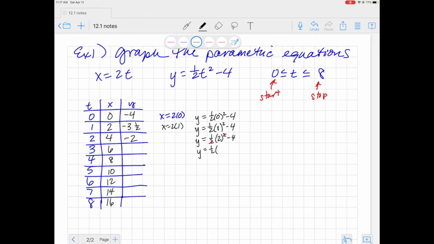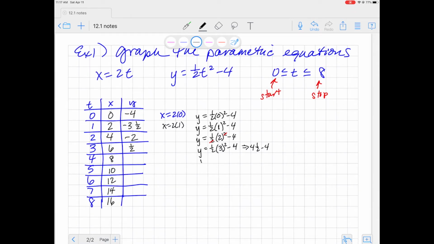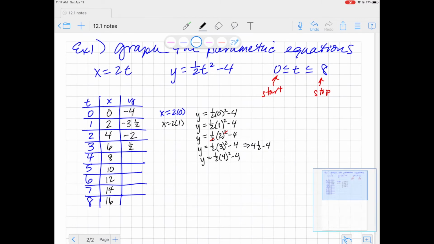Y is equal to 1/2 times 3 squared minus 4. So this is 9/2, which is the same thing as 4.5. So 4.5 minus 4 is going to be 1/2. Y is equal to 1/2 times 4 squared minus 4. So 16 divided by 2 is 8. 8 minus 4 is 4, right?